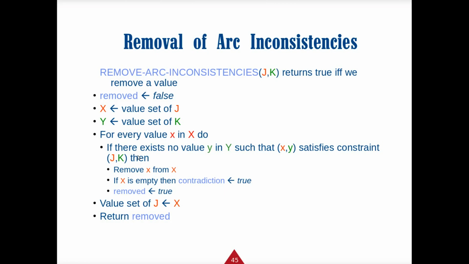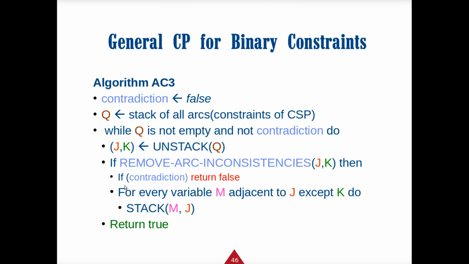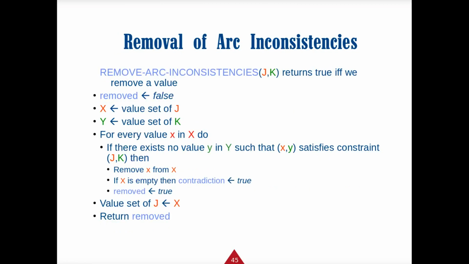So to go further through this, for every value of x in X, if there exists no value in y such that x and y satisfy a constraint, then remove x from the domain. If the domain is empty, then there's a contradiction. So basically what arc consistency is doing is just checking forward if there's any way that things are changing.